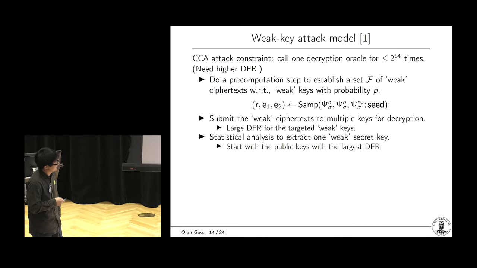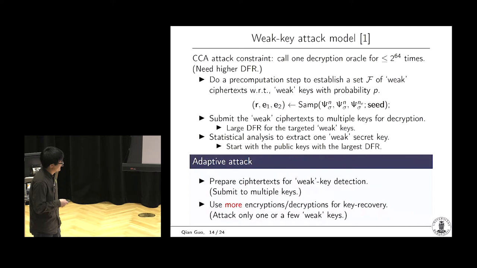The last step is we do a statistical analysis to extract one weak secret key. So we can start with keys with largest decryption failure rate, and then we work on the second largest, and so on. So we can also do some adaptive attack. The reason is that weak key detection is easy, and key recovery is hard. We need more decryptions for key recovery, and we need only do weak key detection for one or few weak keys, but for this step we need to submit many keys, maybe 2^64. So in this case, we can do some adaptive attacks to balance the complexity of these two steps.